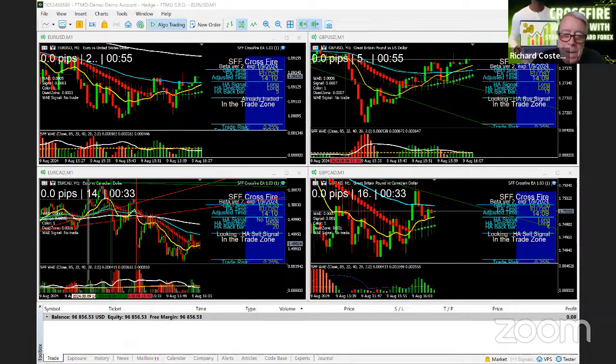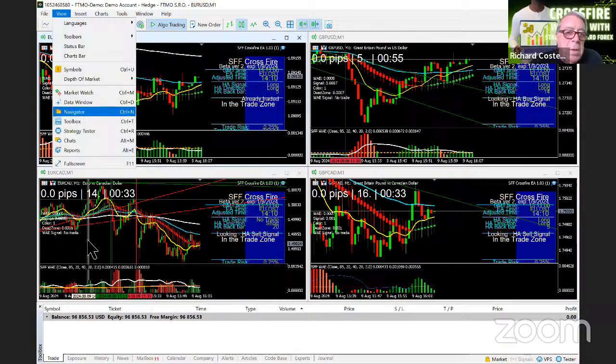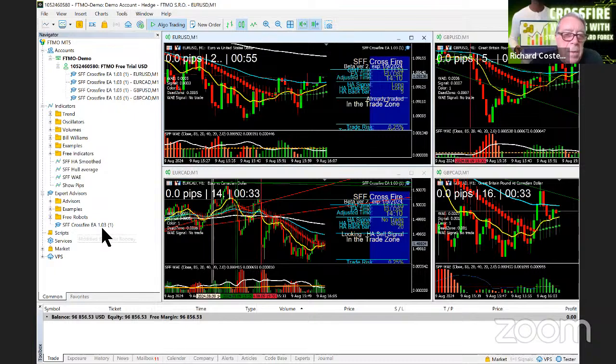I'll take you back to my screen. Can you see how it says EA 1.03 brackets 1? You need to save it as everything there, but without the brackets and the 1. You need to end up with the Crossfire 1.031 in your data folder, and I will need to do a video on that.